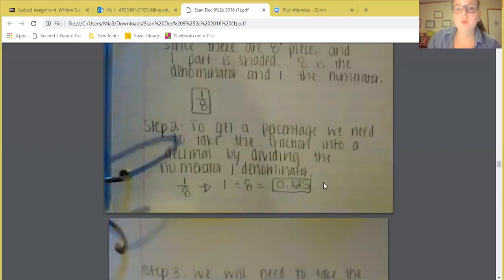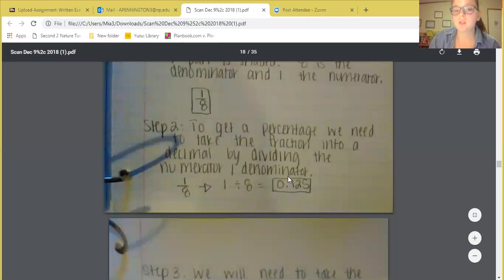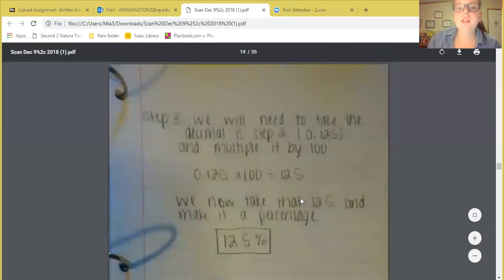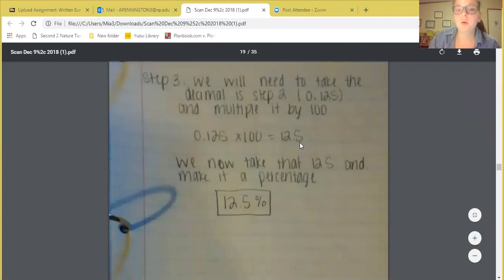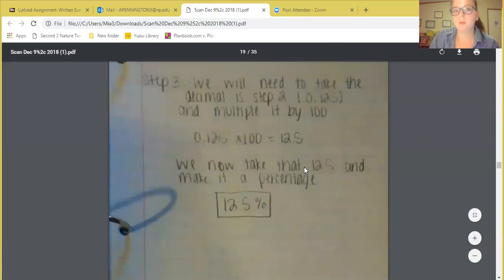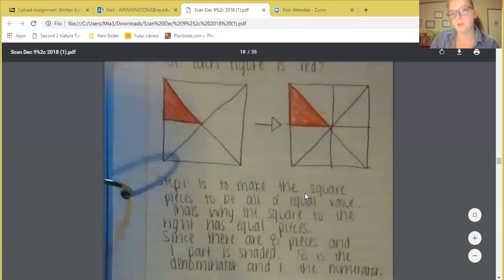To get a percentage, we need to turn the fraction into a decimal by dividing the numerator by the denominator. So 1 divided by 8 equals 0.125. Then we need to take the decimal from step 2, which is our 0.125, and multiply it by 100. And that gives us 12.5, which is now our percentage of 12.5% for the one triangle piece of our square.